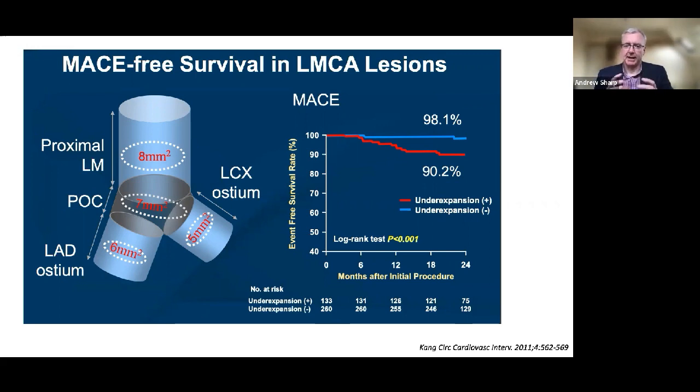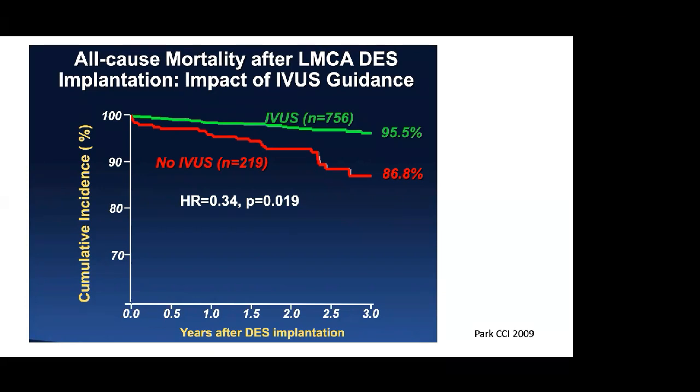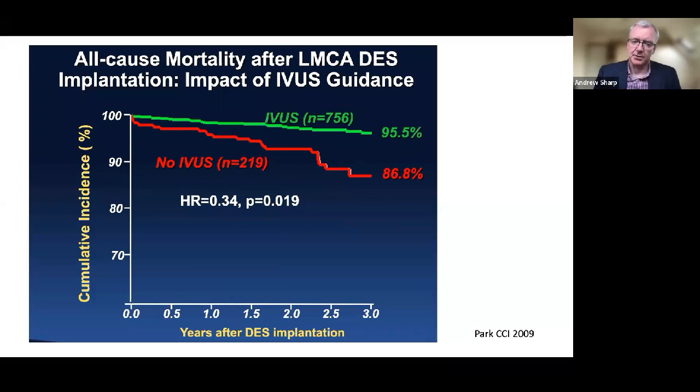So we're aiming to get big stents or big native vessel if you've only done a single crossover stent, 5, 6, 7, 8. This is another famous paper by Park from South Korea, published a long time ago, 2009, showing that it's not randomized, but in his lab, if you used IVUS for the left main, you achieved only a 5% event rate. If you didn't use IVUS, you had about a 15% event rate. So a big difference, and this is for mortality.